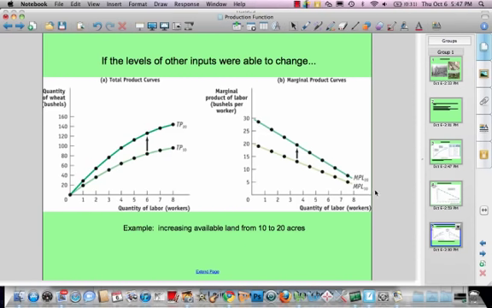And just as was the case in 10 acres, when I go to 20 acres, I will get increasing amounts of total output, but my marginal product of labor, or my marginal output per my employees, is going to decrease.